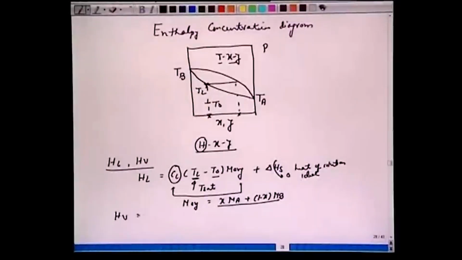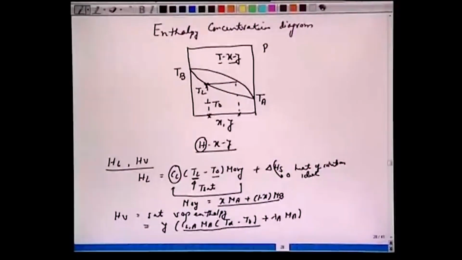Similarly, we have HV, the saturated vapor enthalpy. All right, and the way it is defined here is Y times CLA times molecular weight A times (Td minus T0) plus lambda A times MA. Okay, so let's look at what we have written here. We are essentially taking this pure component A and we heat it to the temperature Td, where Td is, let's say, the saturation temperature here.